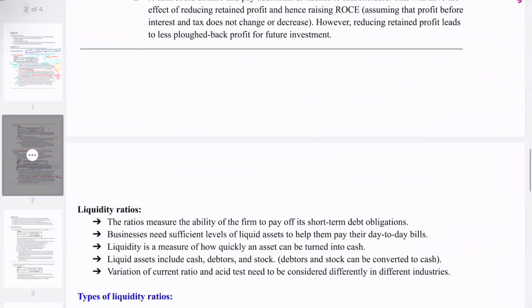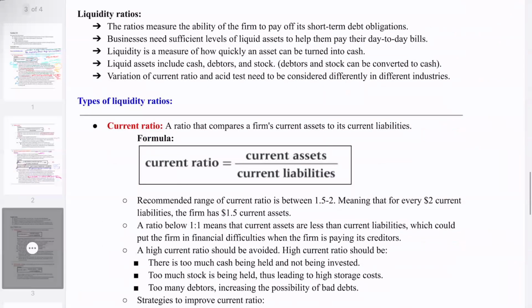So now for liquidity ratios. What are liquidity ratios? A liquidity ratio is a ratio that measures the ability of a firm to pay off its short-term debt obligations. Short-term debt obligations means less than 12 months, less than 1 year, in other words. Businesses need sufficient levels of liquid assets to help them pay their day-to-day bills. Liquidity is a measure of how quickly an asset can be turned into cash. So this is the definition. This is very important. It's a definition.